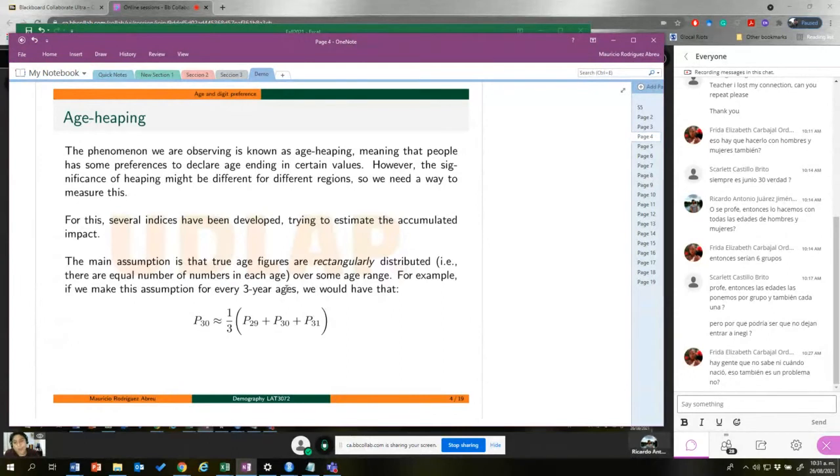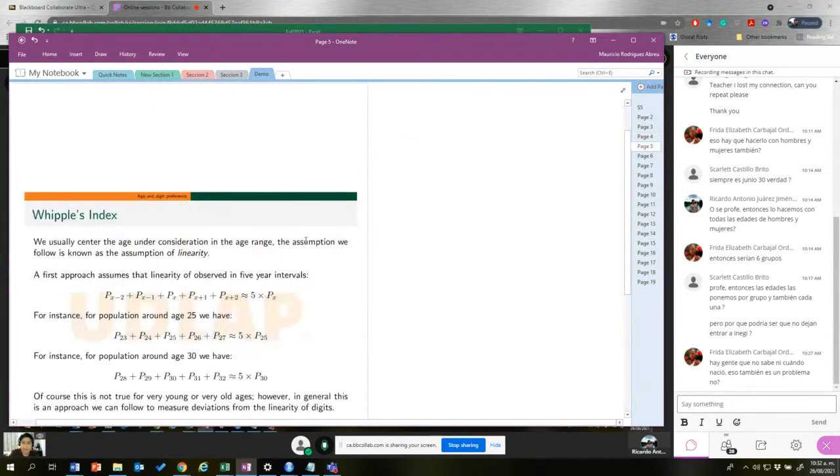Since we know this happens, there's a way that we can measure how bad this is, or the impact that this has on our population. The main assumption is that if people are moving from 29 to 30 and from 31 to 30, it doesn't matter, because if I take these three populations and get the average, I should get more or less my population age 30, right? So I know there's something going on, but at the end of the day, if I include all these populations and get the average, I should get really close to the real population, okay? That is the assumption that we follow when we estimate the next index.